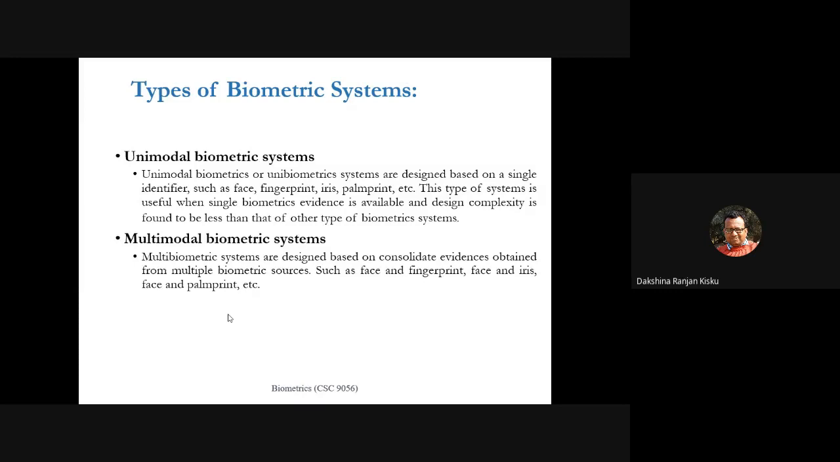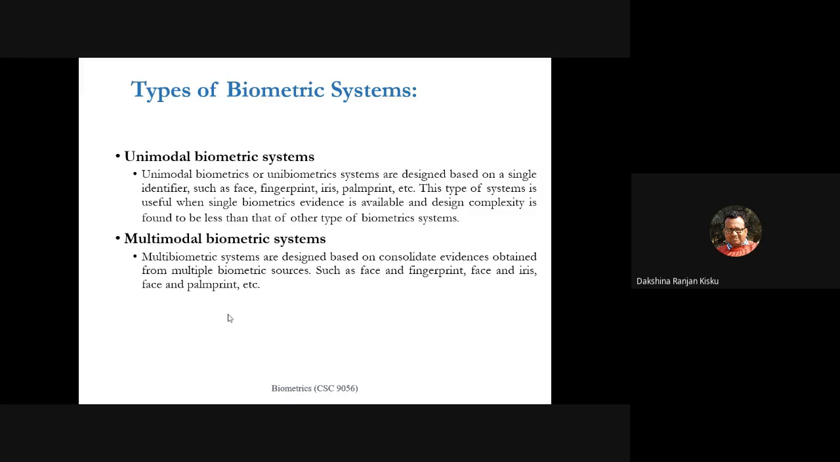Based on biometric modality, we can categorize the biometric systems into two groups: unimodal biometric systems and multimodal biometric systems. Now, what do we call unimodal biometric systems? Unimodal biometric systems, or unibiometric systems, are designed based on a single identifier. Single identifier means only one biometric trait is used, such as face, fingerprint, iris, palm print, etc.